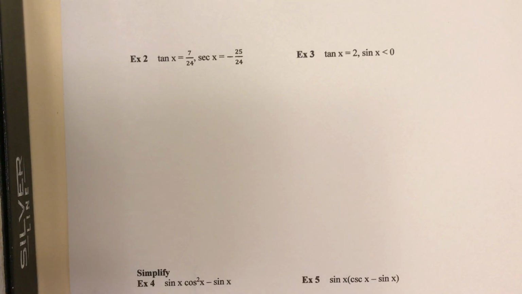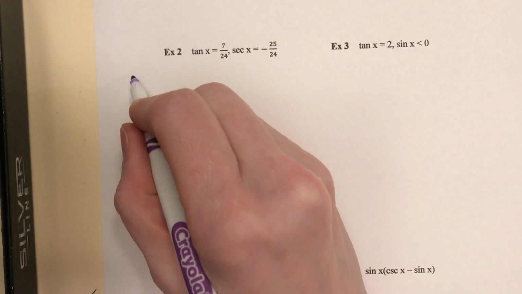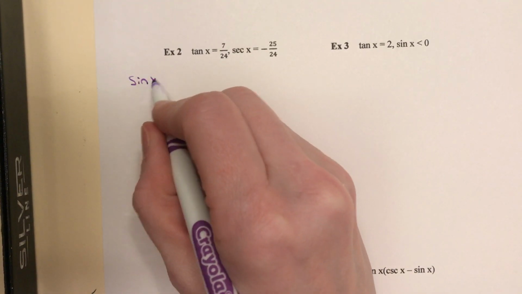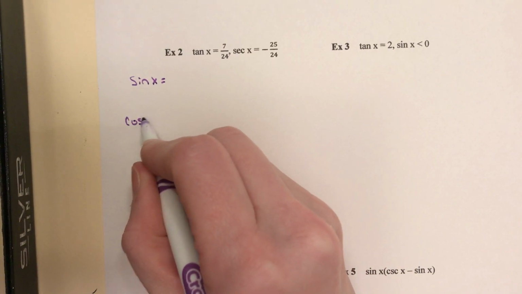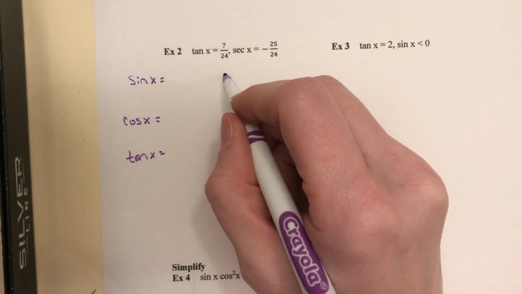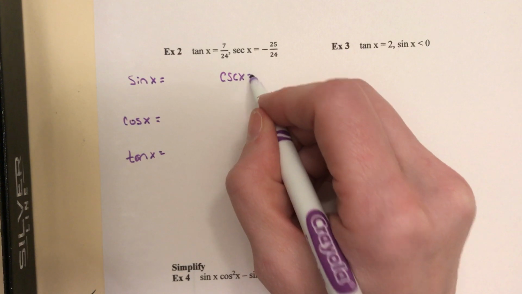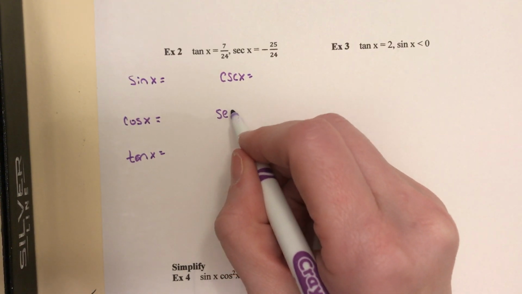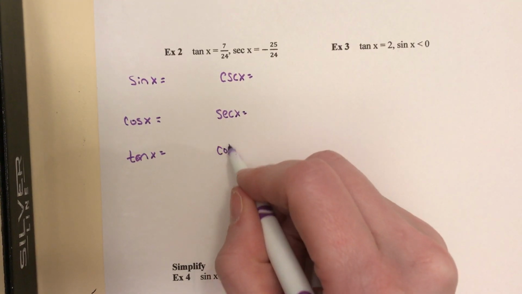Okay, so let's try number 2. This time we're given tangent and secant. So I'm going to make a list again. I've got sine, and this is x we're using, cosine, tangent, cosecant, secant, and cotangent.